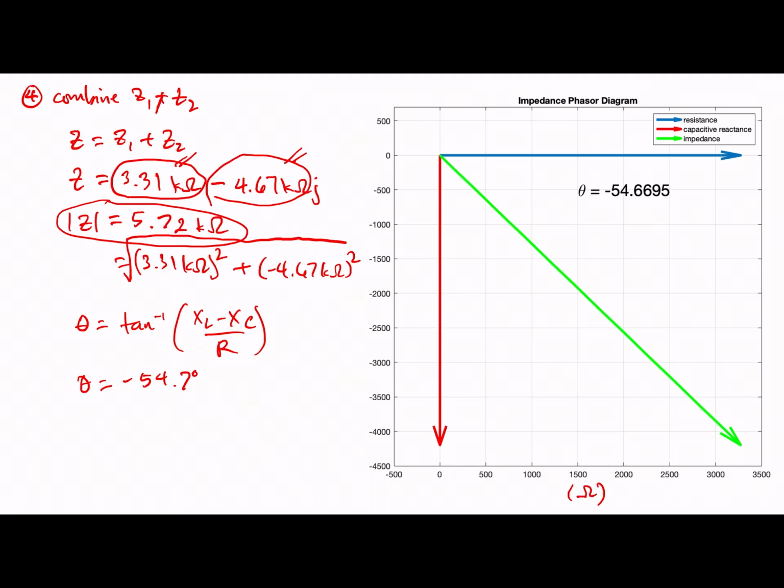And the y-axis is the reactive component, and it's about 4.67 kilo ohms. Okay, so this is in units of ohms. You can see that it's actually 3.31, but it looks like 3.5 here, and here it's supposed to be 4.67, but you see 4.5 here.